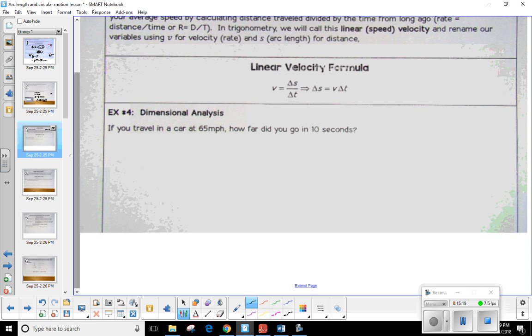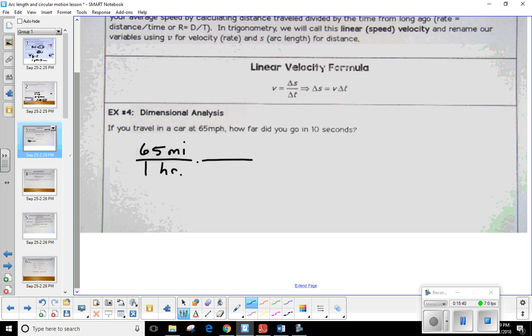So I'm going to start with what we have here: 65 miles in 1 hour. Now we're just going to take this one fraction at a time. I want the miles. I definitely want to keep that, but I want to change hours to seconds. So what's between the two? I have to change hours to minutes.